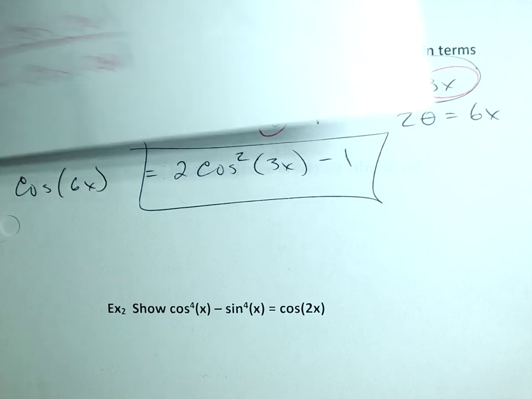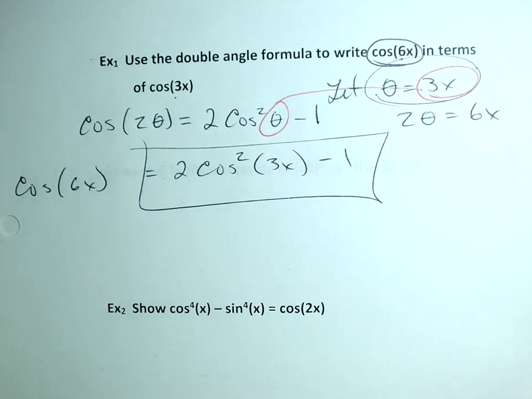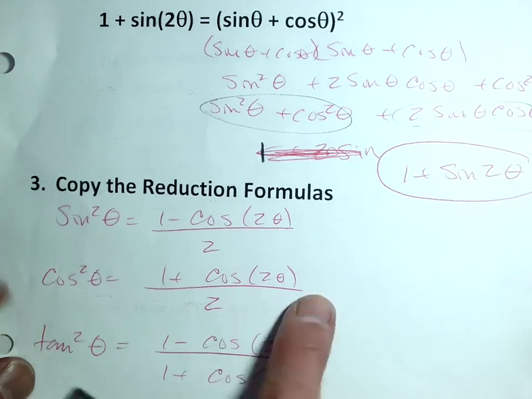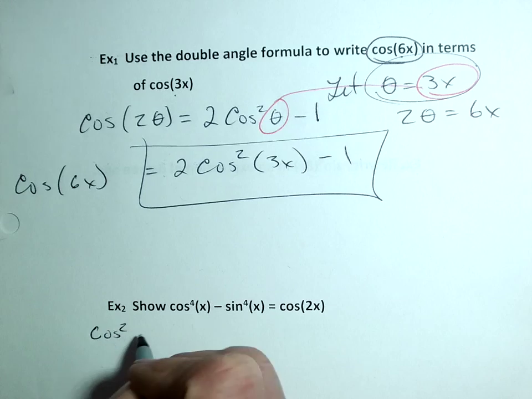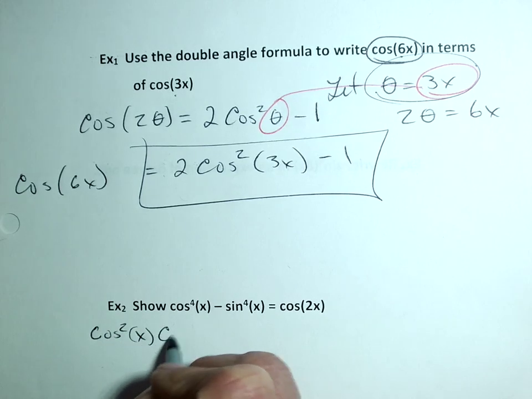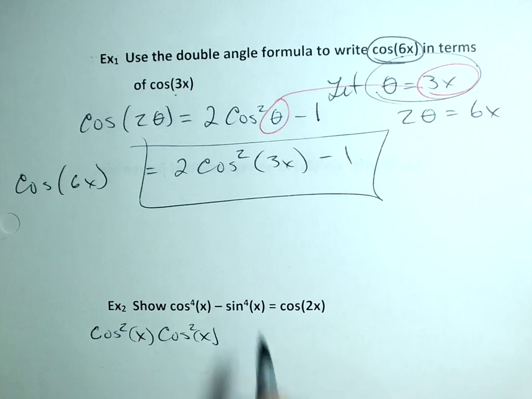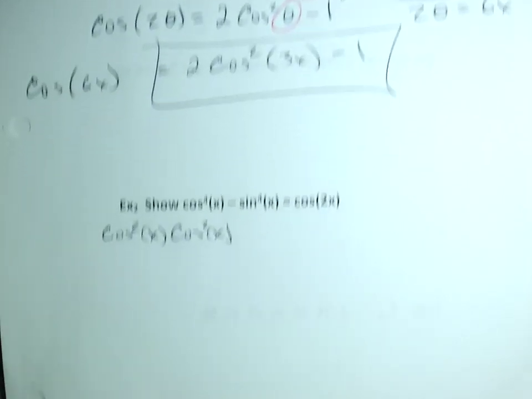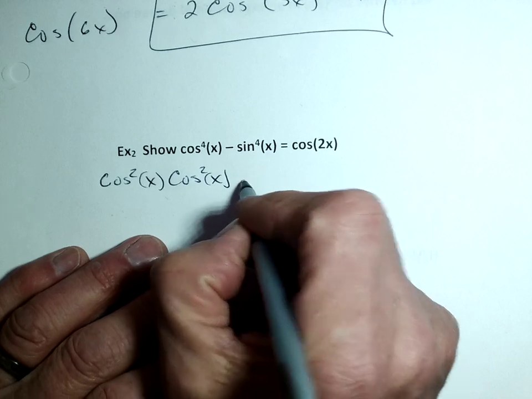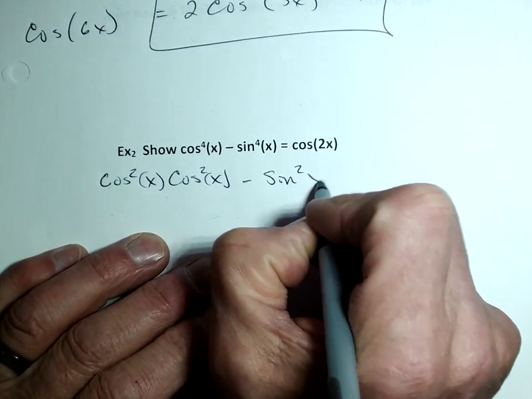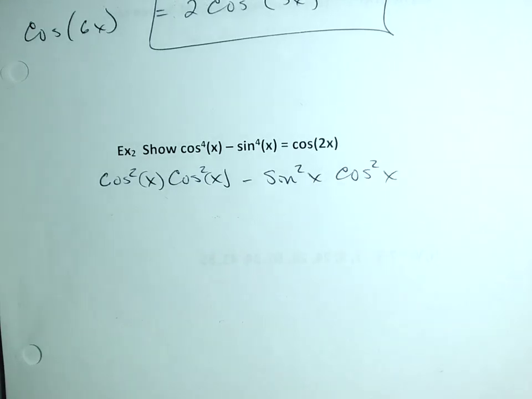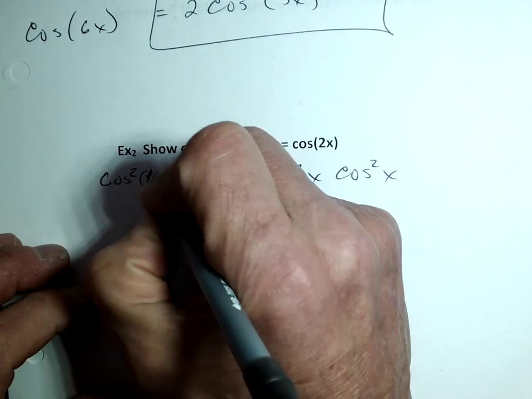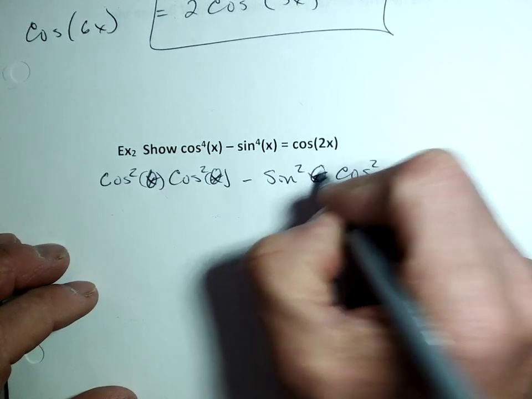If I want to reduce cosine, I've got to use this formula. So I'm going to first rewrite it as cosine squared x times cosine squared x, because that makes cosine to the fourth, right? Minus sine squared x times sine squared x. Do you mind if I use thetas instead of x? I like theta better, so I'm going to change it to thetas.